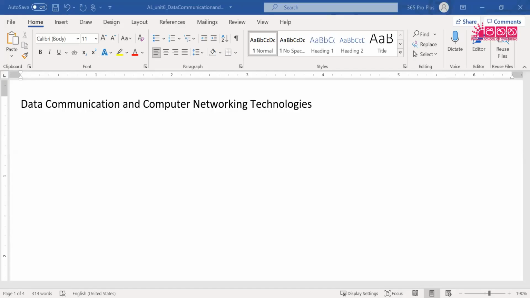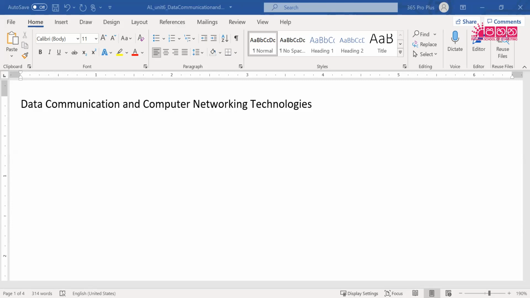This is Unit 6, Data Communication and Computer Network Technologies. In O-levels, we have done some of the content, but in A-levels, we are going to discuss more details on the data communication part. When you say data communication, that means we are going to transfer a message or data between two endpoints in two different locations, right?